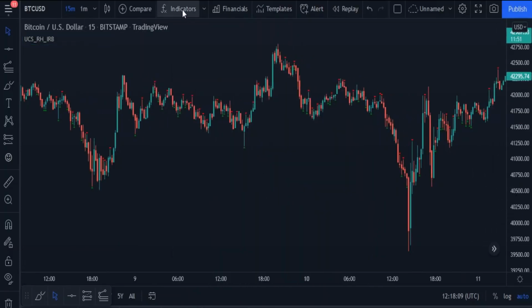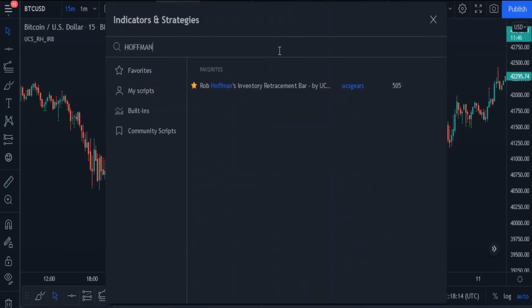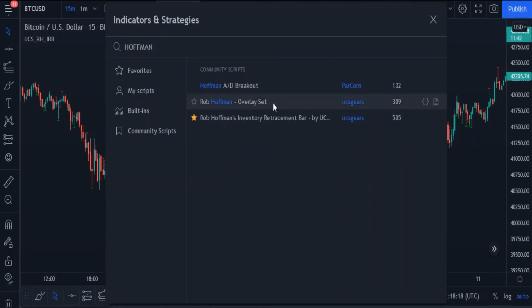Now open the indicators box. And again, in the search field type Hoffman. But this time choose Hoffman's overlay set.